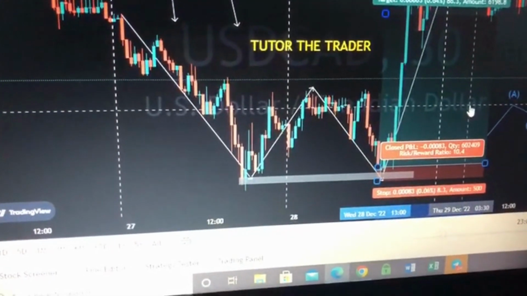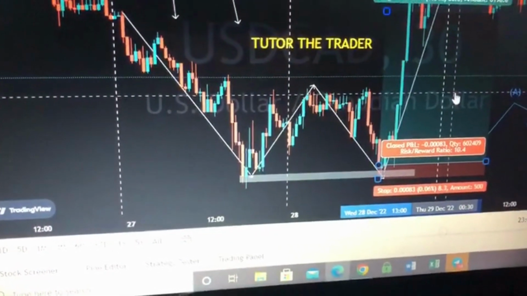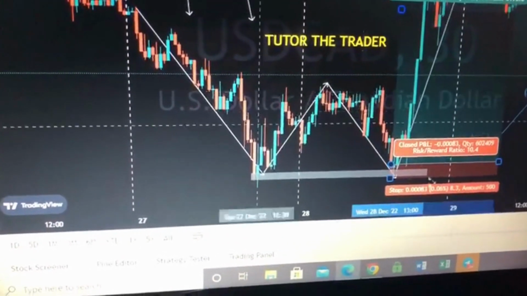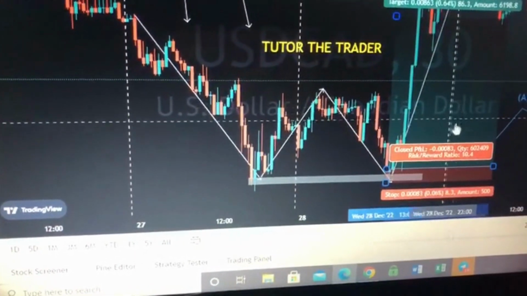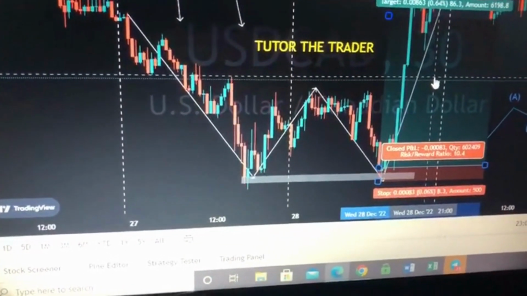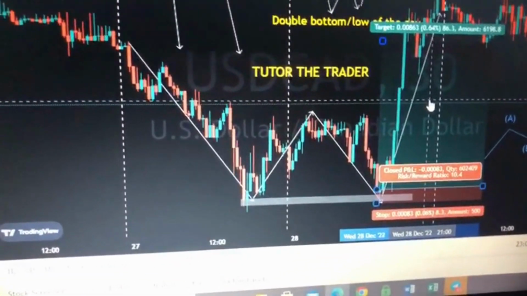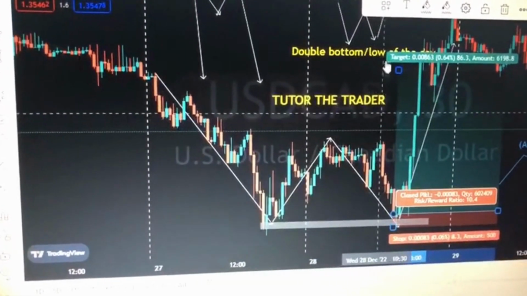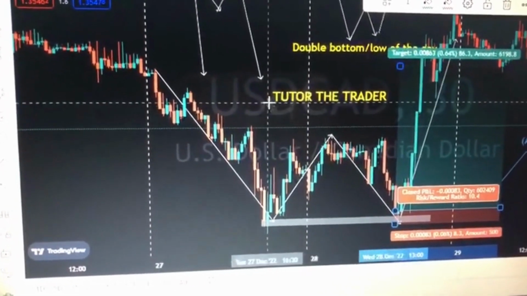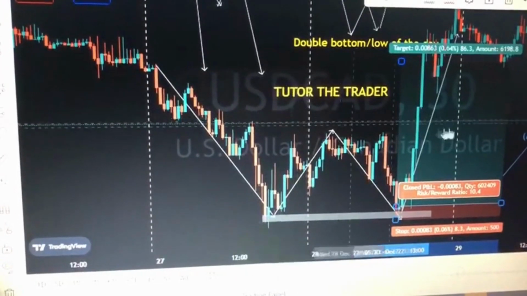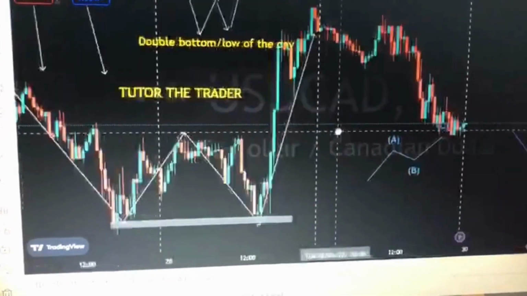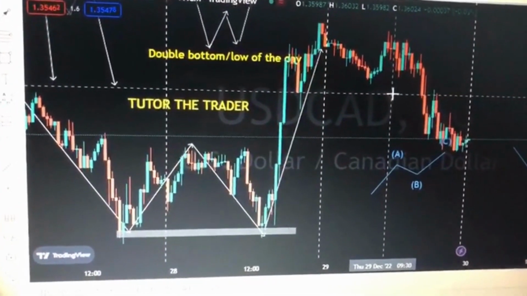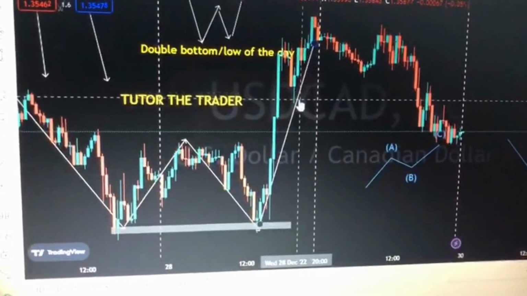If you look at this trade, I think it is a 1 to 10 ratio. If you are risking $10, you'll be making $100 on this trade. So if you follow the strategy as I'm teaching, you'll be risking less and making more. That is an example of double bottom. Now let's look at the example of double top.